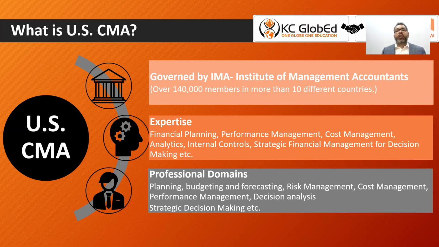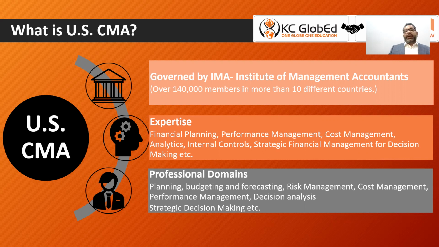So these are all broad areas in which you will gain expertise by doing this US CMA curriculum, right? And after doing this, what domains you would be working in, like we discussed earlier a bit, here we'll be discussing in more detail. You'll be working in the planning department, the budgeting department, the finance forecasting department, or there are some companies which have clubbed together planning, budgeting, and forecasting into the FP&A department. So you'll be working in those departments.